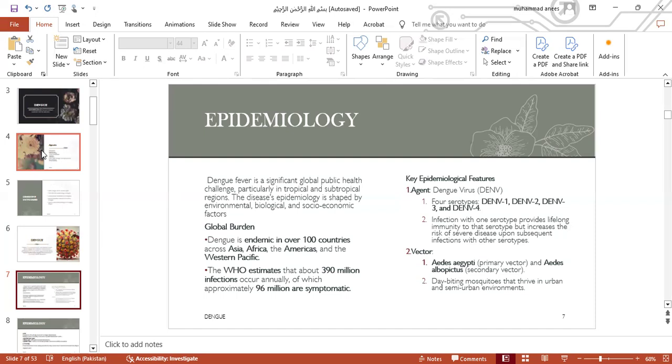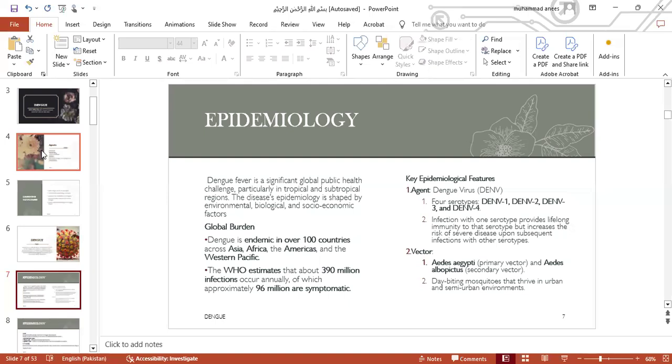Key epidemiological features. The agent is the dengue virus, 4 serotypes, Dengue 1, Dengue 2, Dengue 3, and Dengue 4. Infection with one serotype provides lifelong immunity to this serotype, but increases the risk of severe disease upon subsequent infection with other serotypes. That is the hemorrhagic dengue, which is life-threatening.